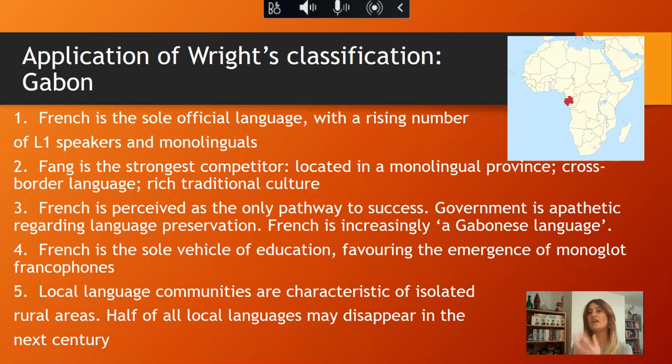And the Fang people are very, very attached to their culture. They're very proud of their culture. And in all my work in Gabon, I found that the people who are most likely to speak an indigenous language are the Fang.